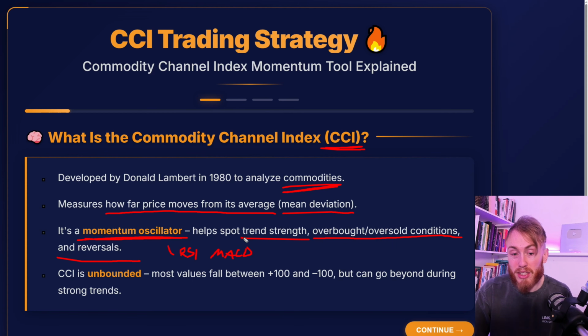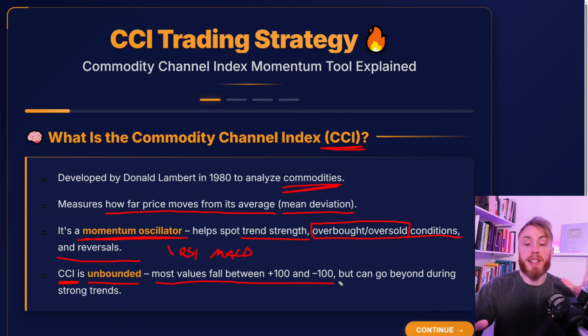But I'm actually not too big of a fan of these simple overbought and oversold readings. But don't worry, because later on in this guide you will learn exactly one of my favorite CCI trading strategies. And here, one interesting thing about the CCI is that it is unbounded, which means that even though most values will fall within the plus 100 to minus 100, it can go far beyond these values in strong trends.